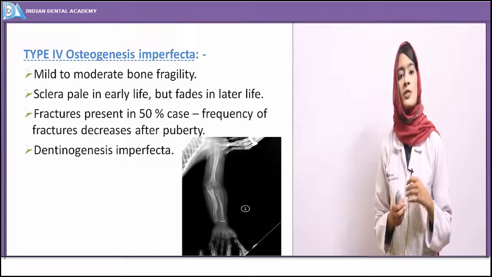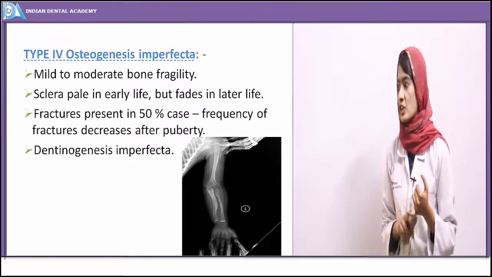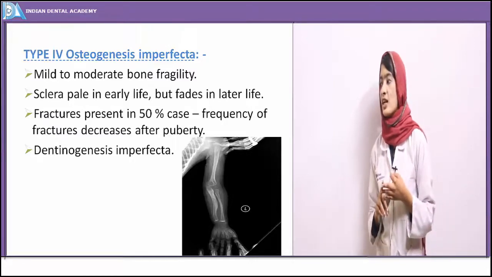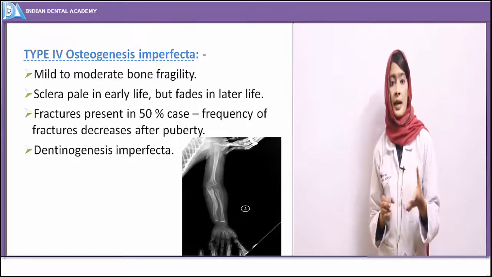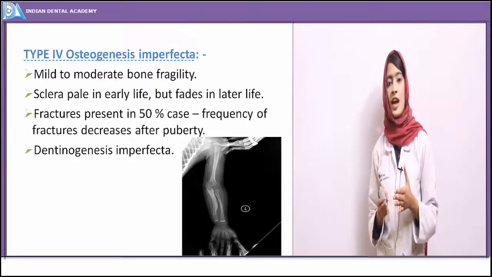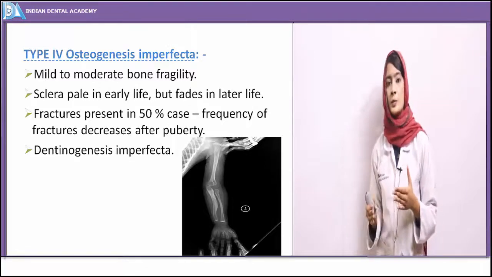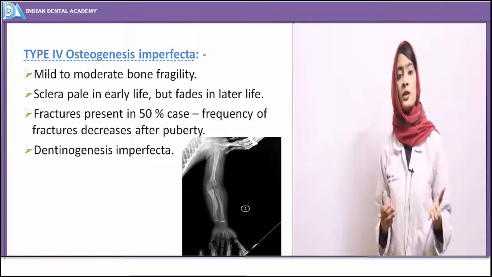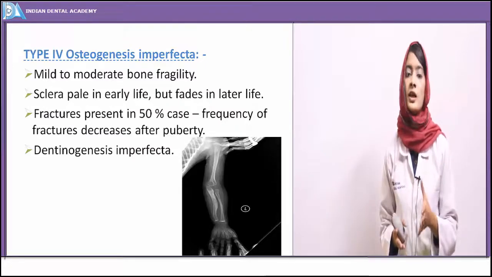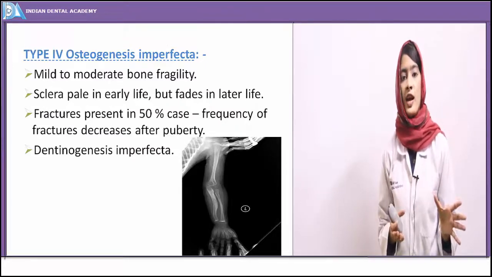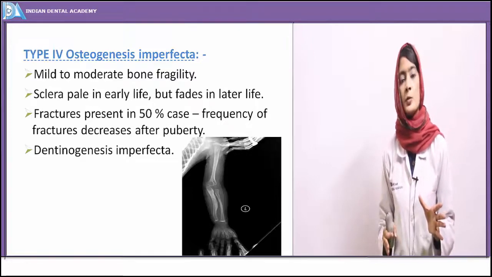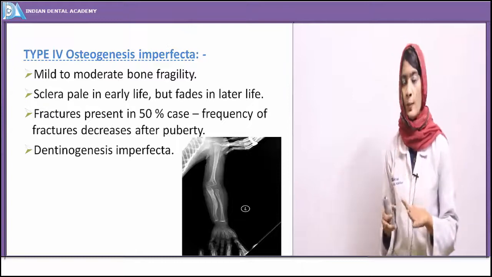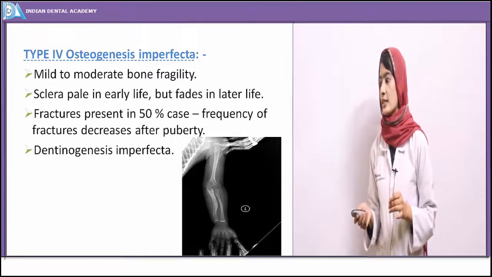Type 4 osteogenesis imperfecta also has similar features of fractures and presence of blue sclera, and the characteristic feature is that the frequency of fractures decreases after puberty. So during growing years, before the growth spurt, the child shows a lot of fractures. After the growth spurt, at the time puberty starts, the fractures literally stop, or the incidence decreases.